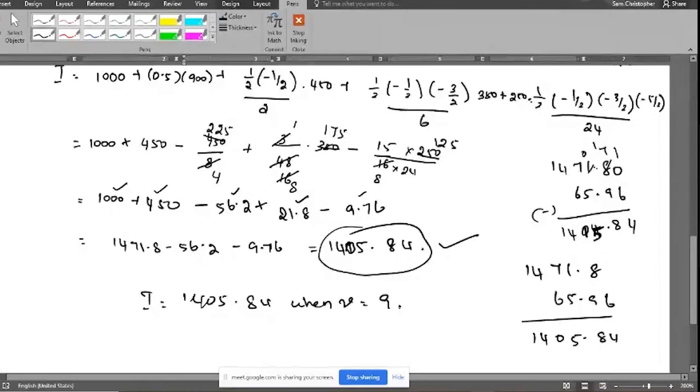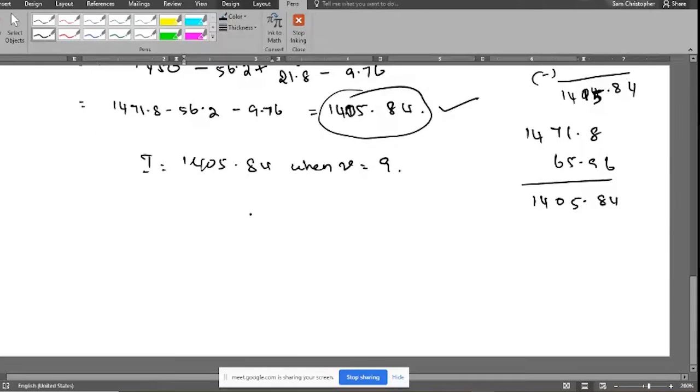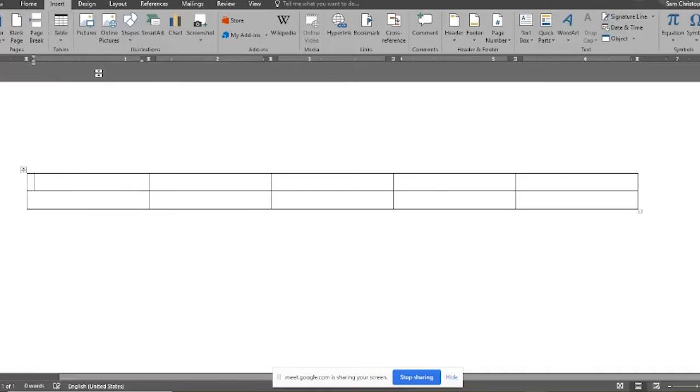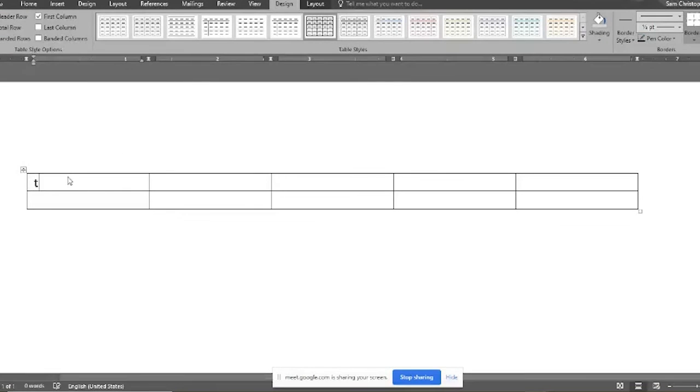Good. That's it. This is Newton's forward method. Next we will do the Newton's backward, maybe next class. Same problem, I will try to do it. Okay. Another problem.